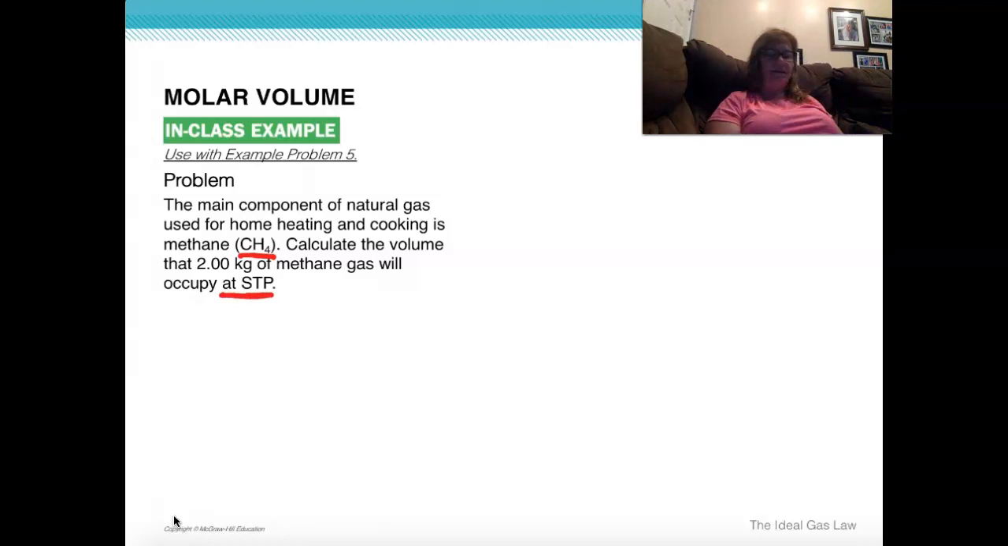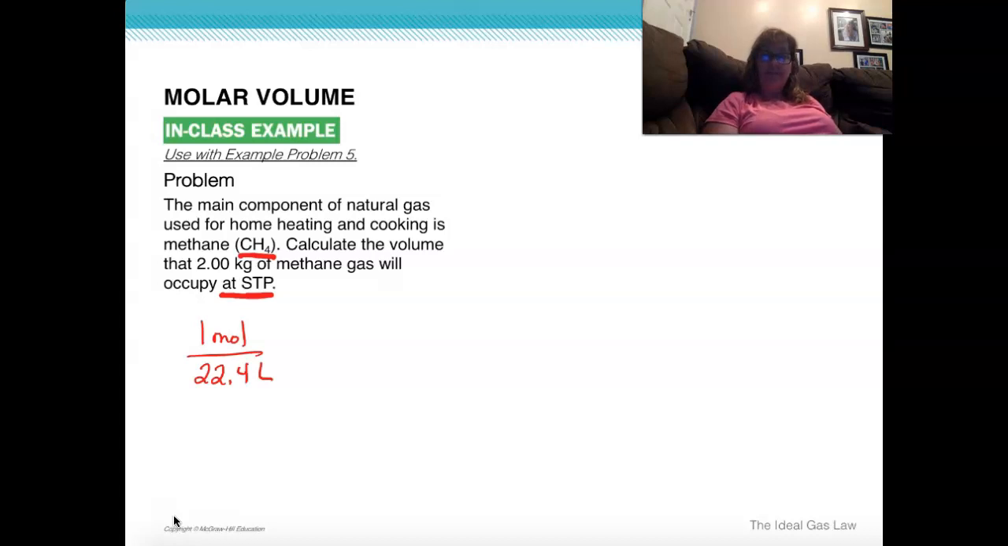Here's that key. If we're at STP, what volume do we know 1 mole of gas occupies? That's right, 1 mole is equal to 22.4 liters. So we got to keep that in mind. We can only use this because we're at STP though. So what do we need to know? We need to know how many moles. We don't have that though.